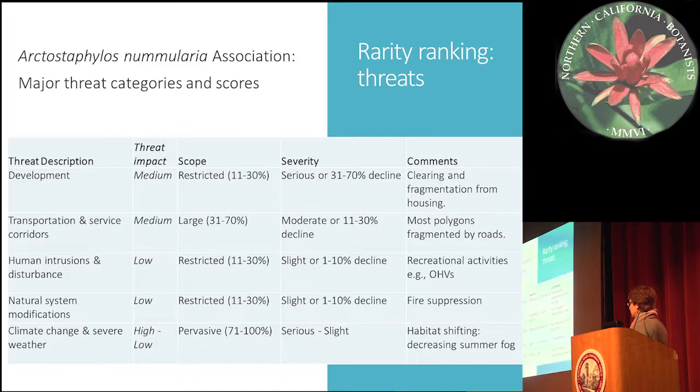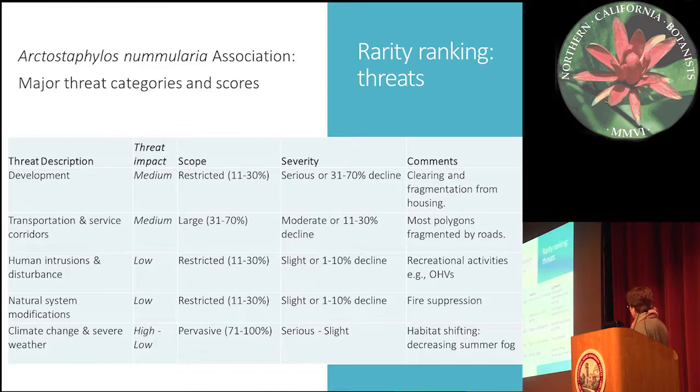Here's the threats for Arctostaphylos nummularia, and we put in the scope of what we think the threat is. In this case, say development. We thought it is affecting approximately 11 to 30% of the occurrences. The severity, we think where it's happening, development, there's a severe decline. And then the calculator puts in that medium threat.